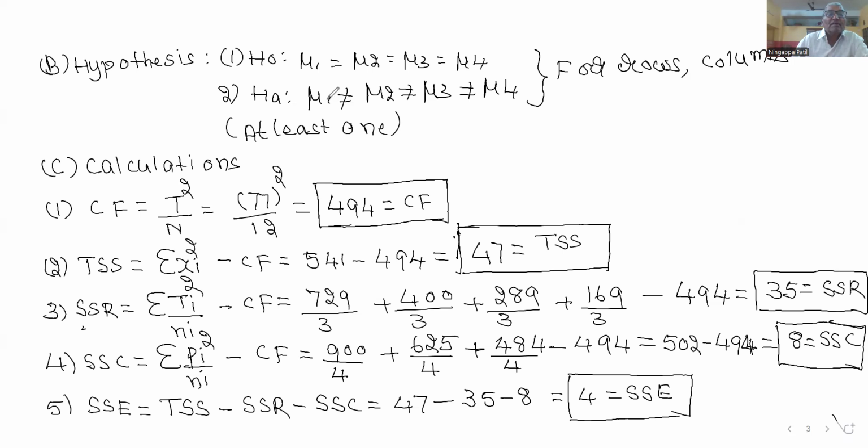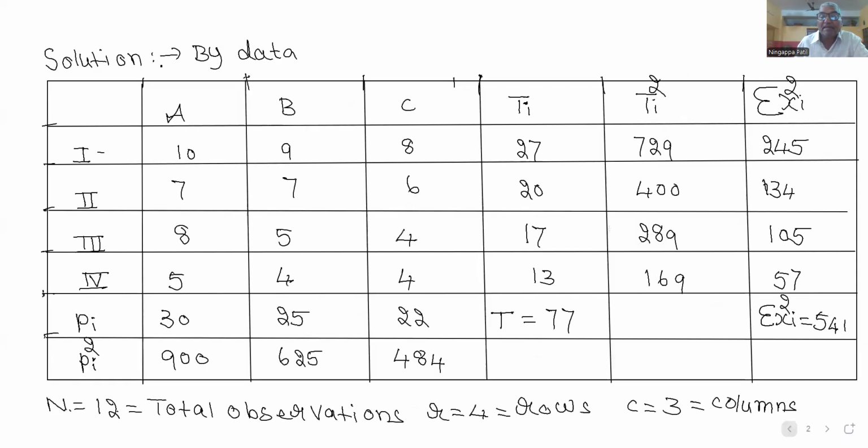At least one may be unequal; all four may not be unequal. It is okay. And this statement is for the rows as well as columns. And calculations: CF equals T square upon N. You go to the table and get the values of T and N.